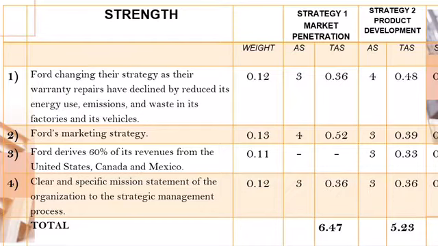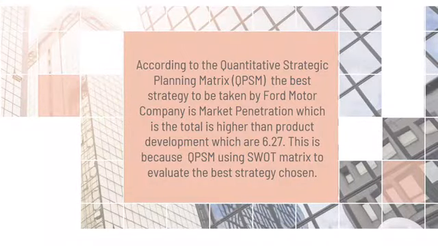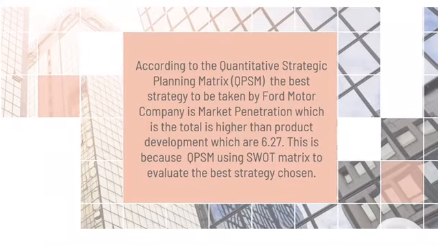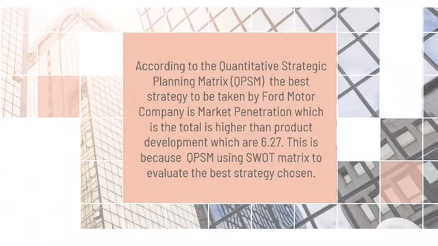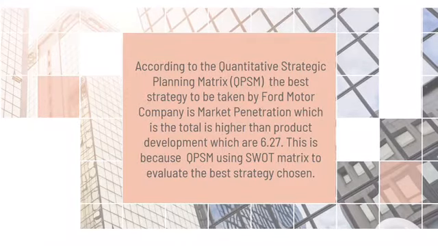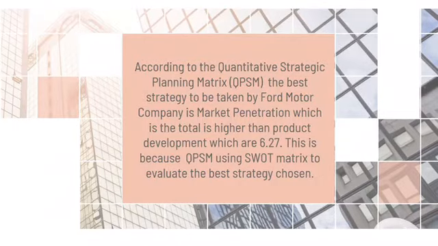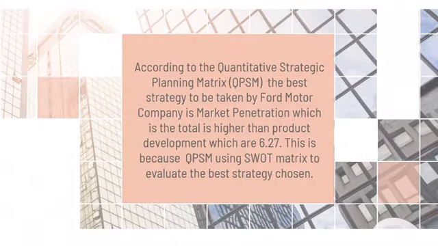After we conclude all the opportunities, threats, weaknesses, and strengths, we get the total for strategy 1, market penetration, which is 6.47, and for the second strategy, product development, we get 5.23. Since market penetration gets a higher total than product development, according to the Quantitative Strategic Planning Matrix, QSPM, the best strategy to be taken by Ford Motor Company is market penetration.